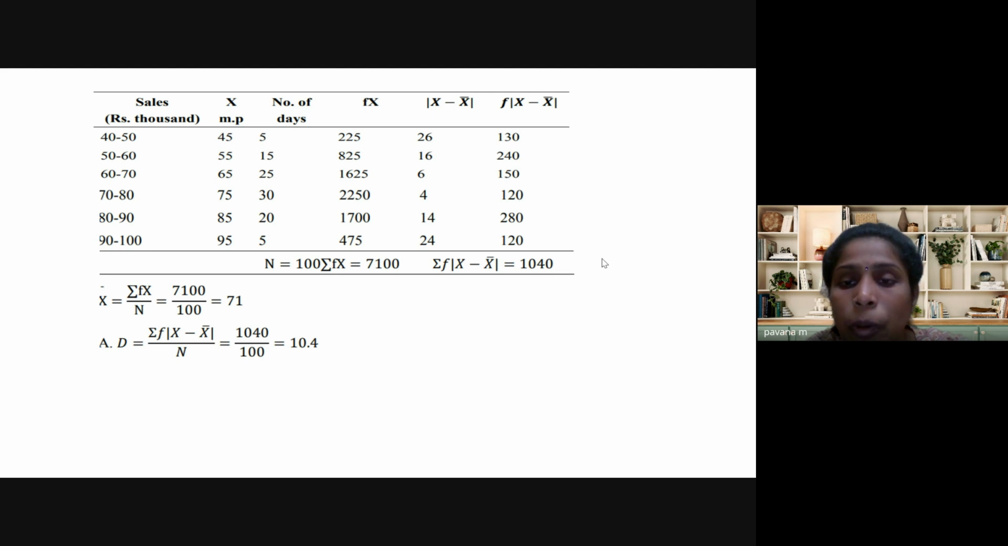If you sum up all the values, then you will get 1040. Now calculate AD, average deviation, is equal to sigma f into x minus x bar by n. Sigma f into x minus x bar is 1040, we calculated that from the table. So 1040 by n, n is 100. So 10.4. So that is the average deviation.